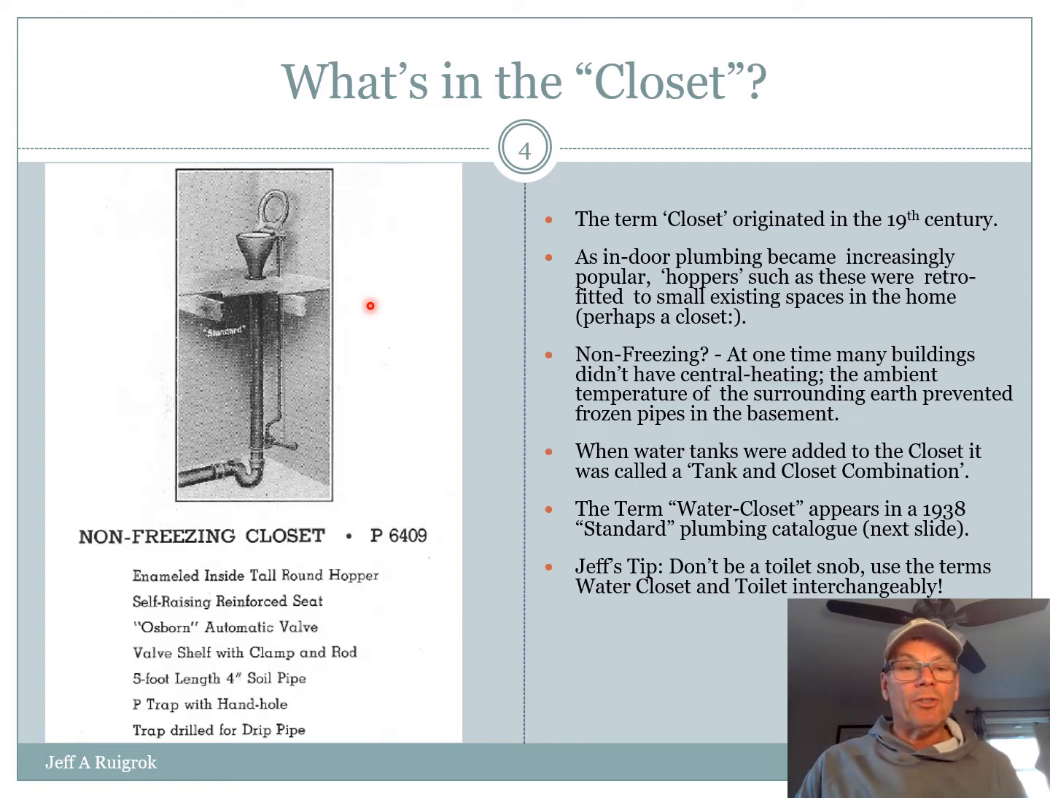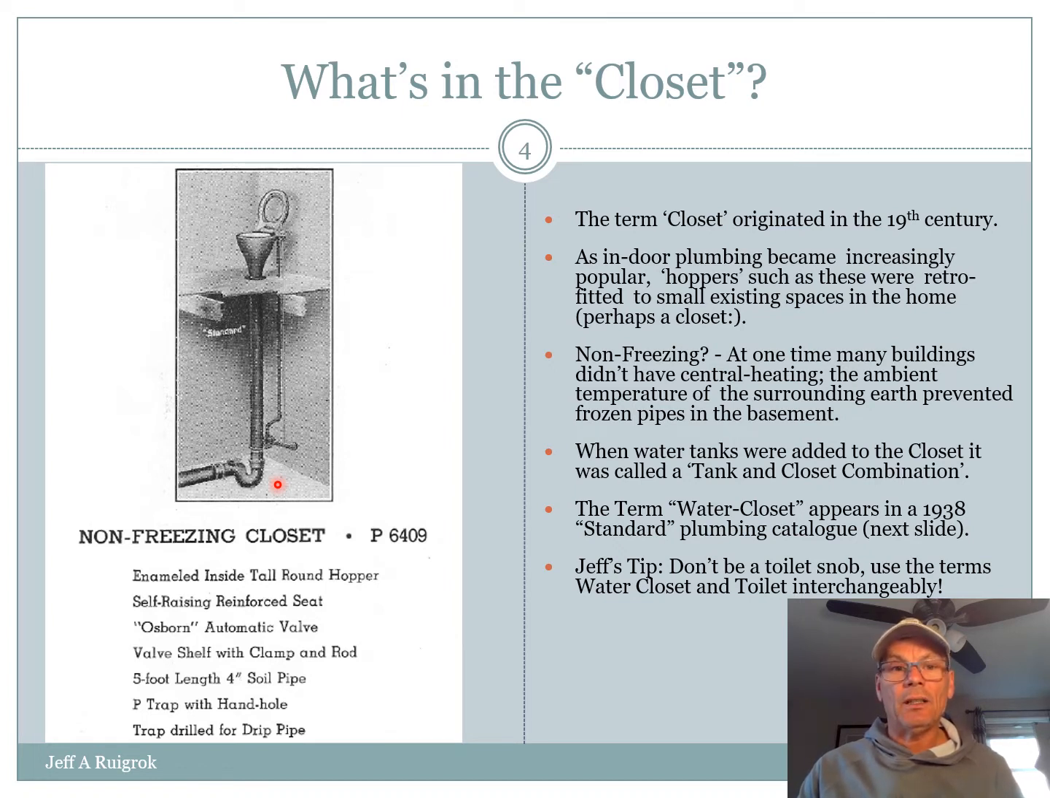But without central heating, the upper floors in a home would be very, very frosty and cold, unless there was a fire going, obviously. But what we used to do was keep the pee trap in the basement where it was relatively warm, because the ambient temperature of the earth would keep the basement as the warmest part of the house. So you'd put the trap down there.